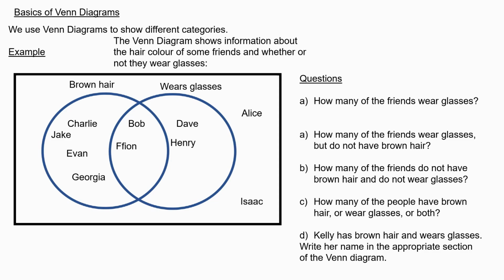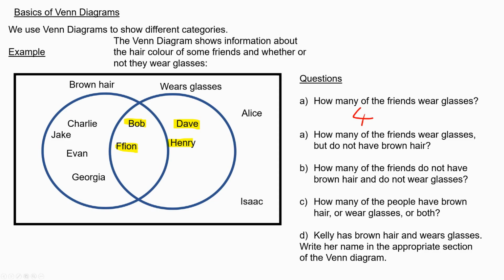First of all, we want to work out how many of the friends wear glasses. To work out how many of the friends wear glasses, I need to look at the size of the set for glasses. Basically, let me get my highlighter. I need to look at how many people are inside this right circle entirely. And I can see there's Bob, Fionn, Dave, and Henry. So I just need to count how many of these people there are, and there's just 4 of them. So I can say 4 of the friends wear glasses.